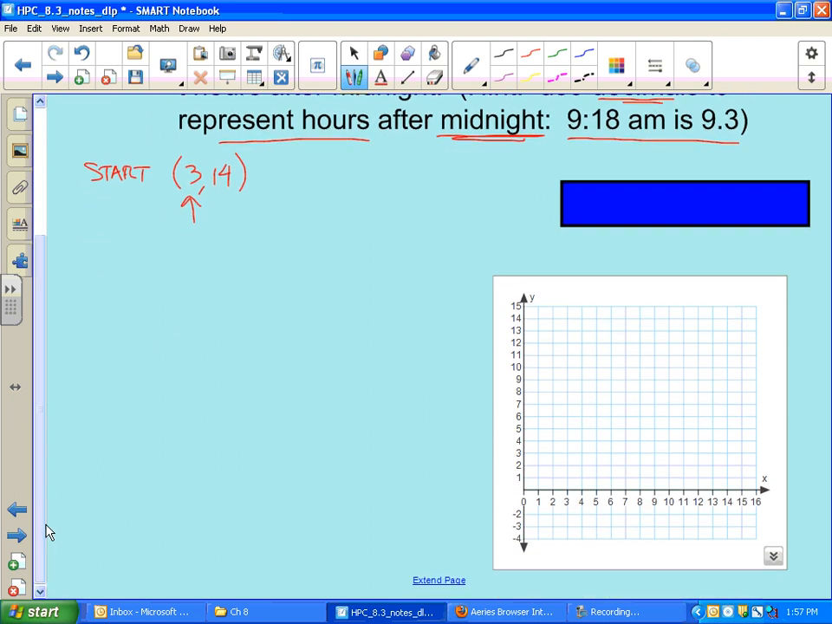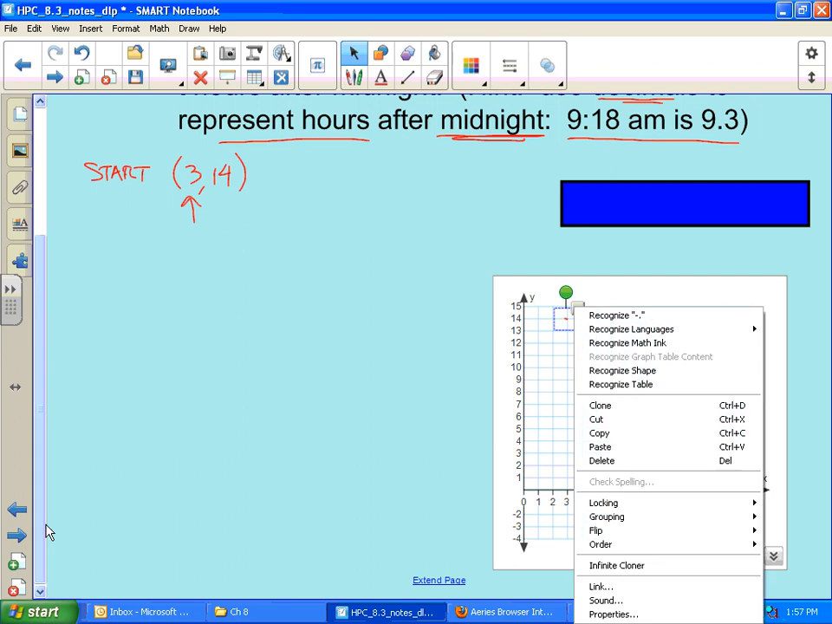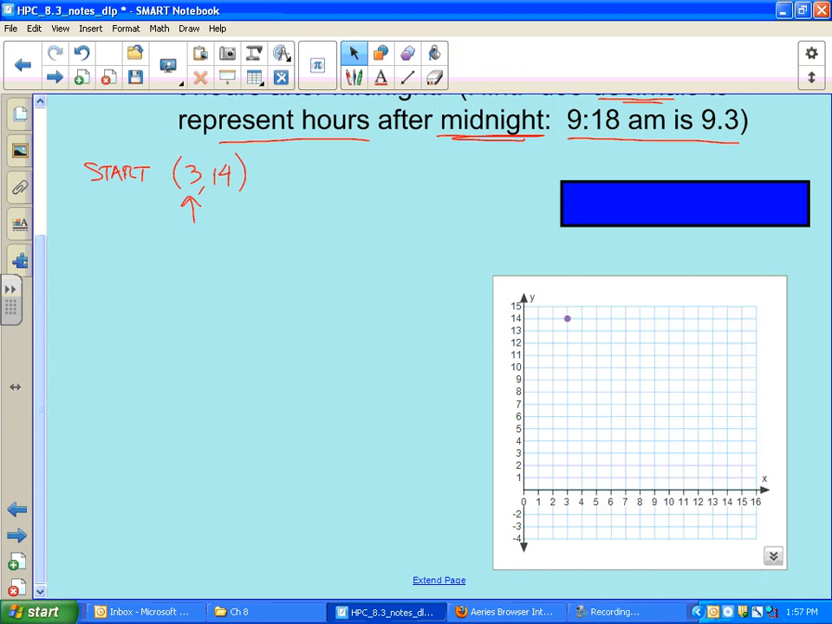So we go over here, we take our little graph. We're doing this on graph paper, not on line paper, because we're going to be accurate about this. We're going to go over 3 from midnight, go up 14, and put our very first point in there. There I am, 3, 14. That's high tide.